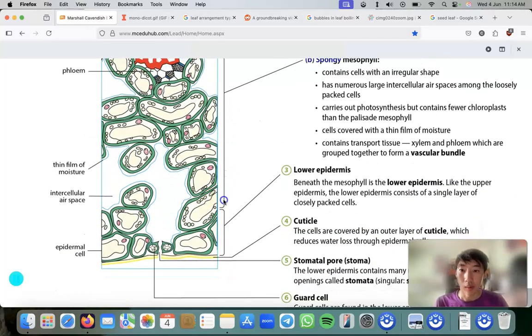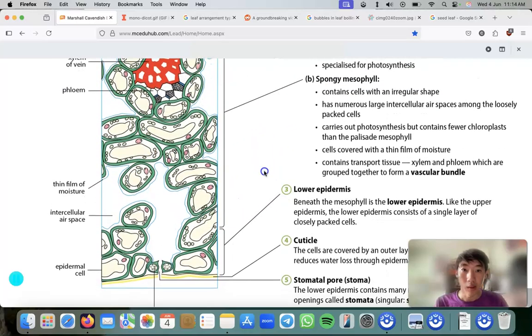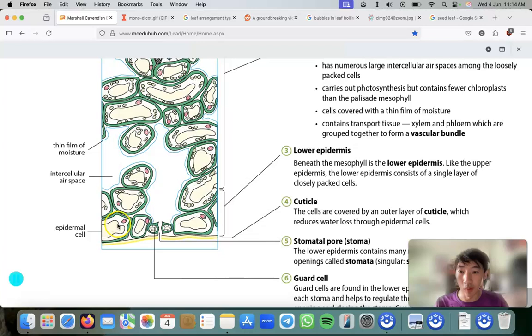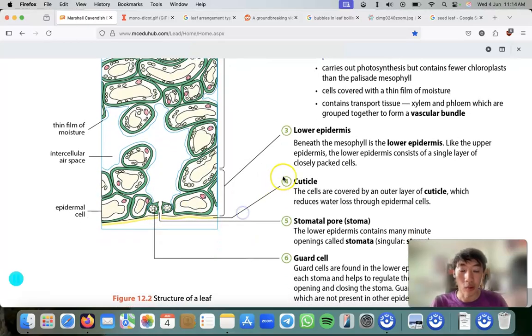Okay, so we have talked about the mesophyll. Now let's talk about the bottom layer over here. This is the lower epidermis. Now the lower epidermis is very similar to the upper epidermis, except that it is found at the bottom. Most of the lower epidermal cells do not have any chloroplasts also, except for this group of cells over here, which are called the guard cells. We'll come to that later. Same thing for the lower epidermis, they also have that cuticle, which helps to prevent evaporation and water loss from the epidermal cells.